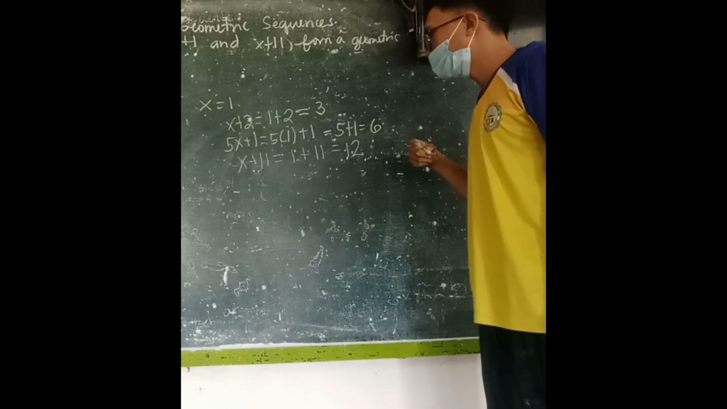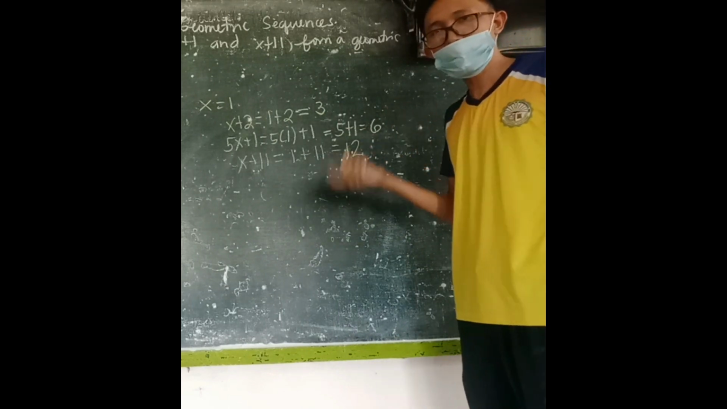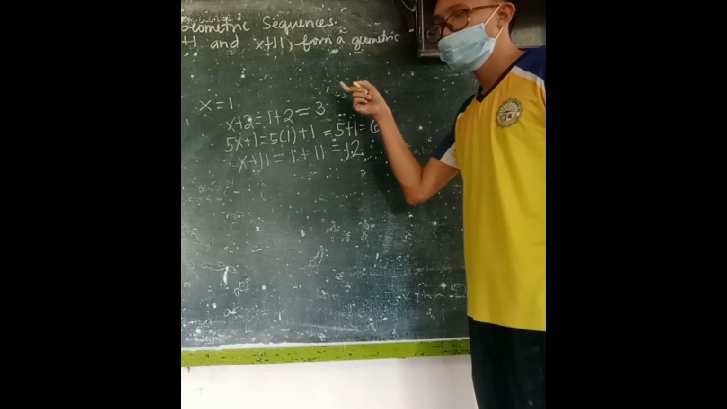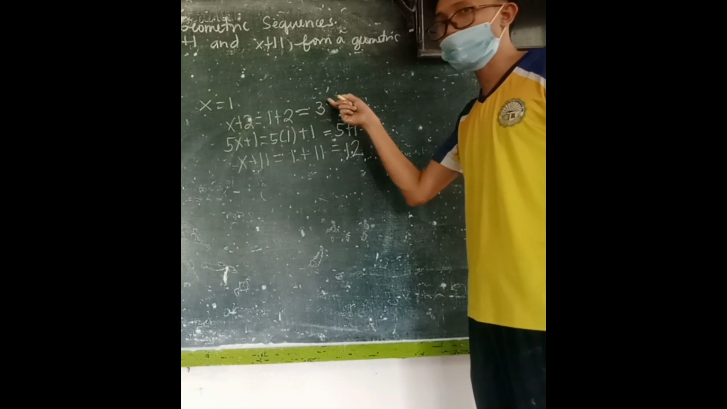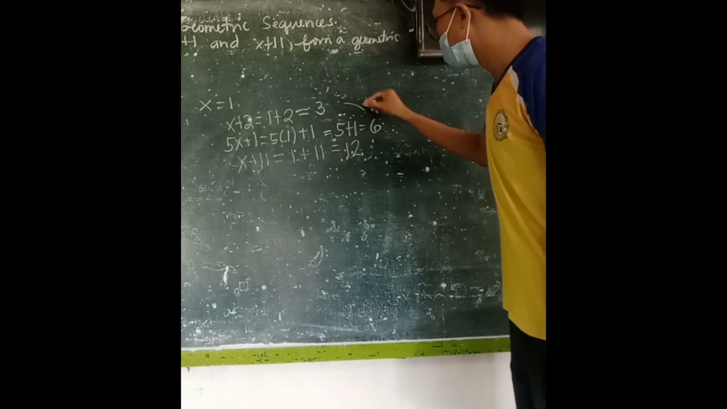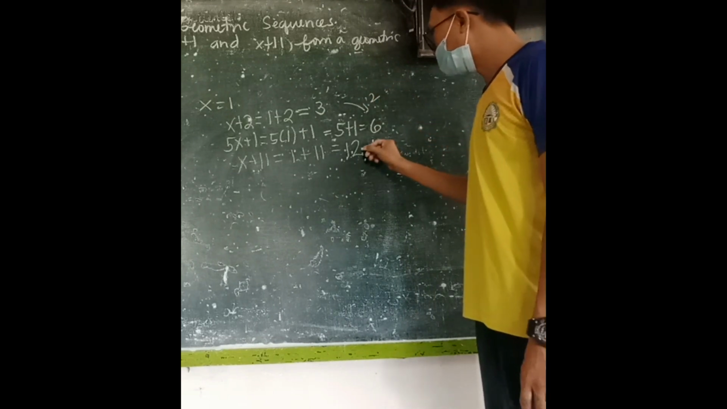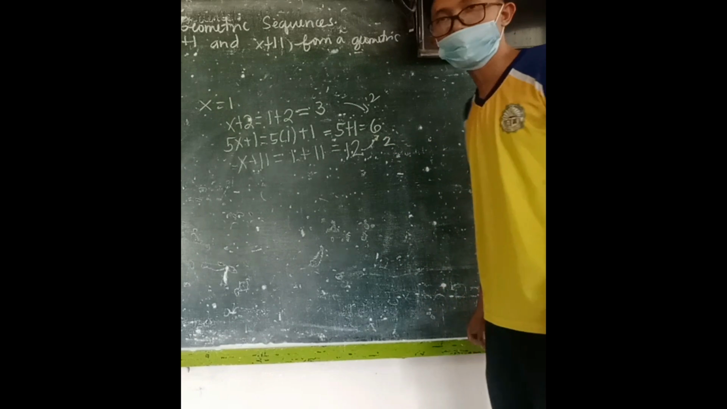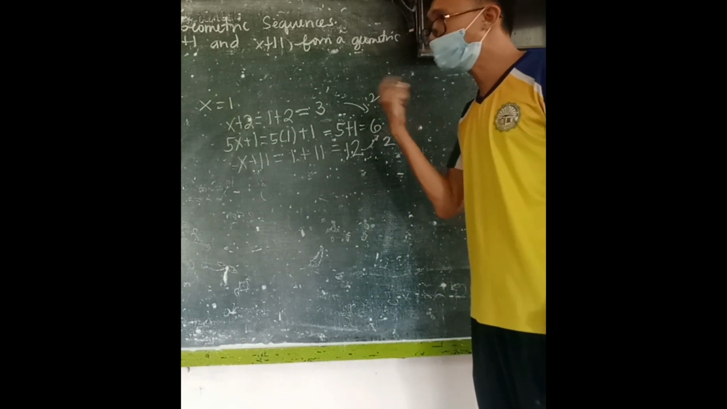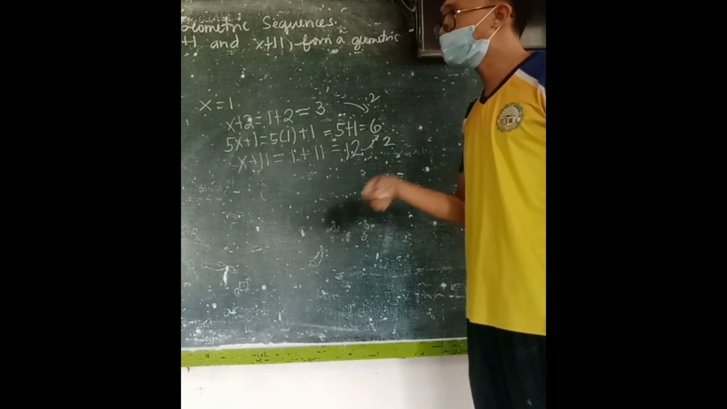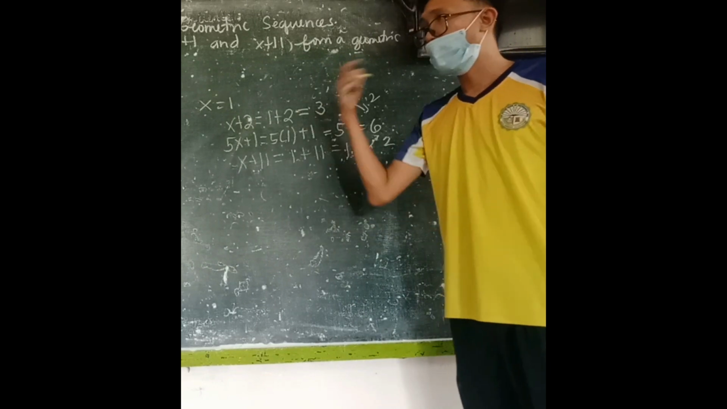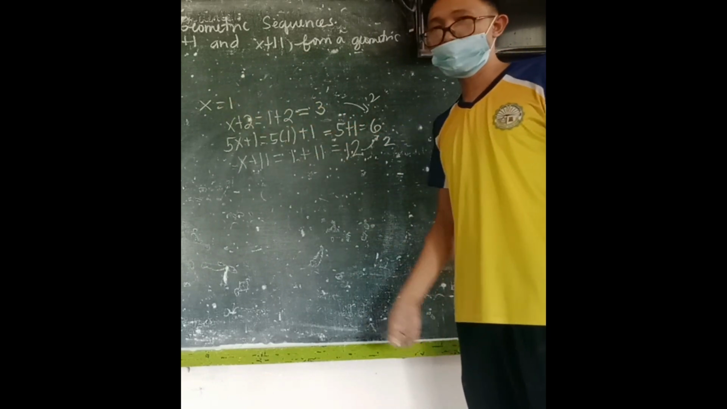Now, by observation, may nakuha rin tayong common ratio nila. The quotient of 6 and 3 is the same as the quotient of 12 and 6. So, ang 6 i-divide natin by 3, may quotient na 2. Ang 12 i-divide sa 6 by quotient rin na 2. So, may common ratio sila na 2. Therefore, the values of x, so that x plus 2, 5x plus 1, and x plus 11 will form a geometric sequence are negative 7 over 8 and 1.